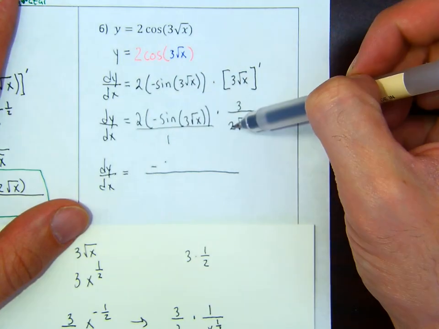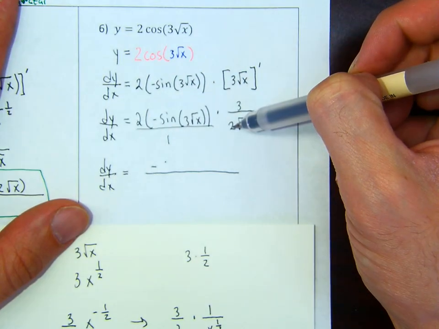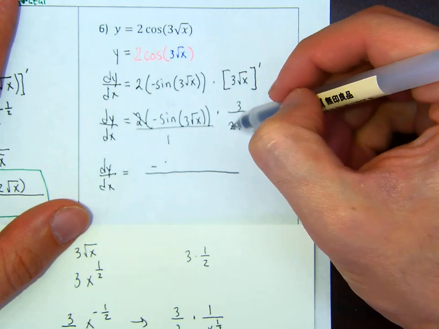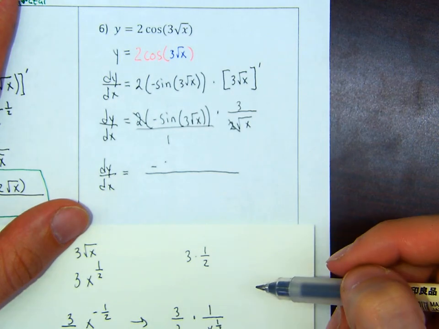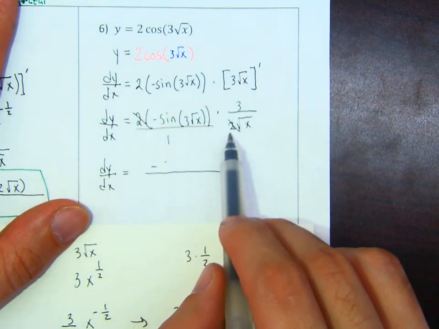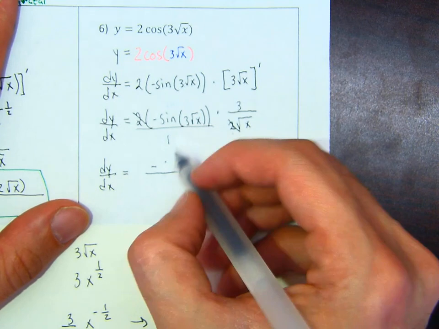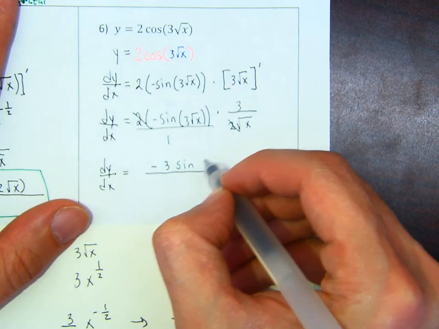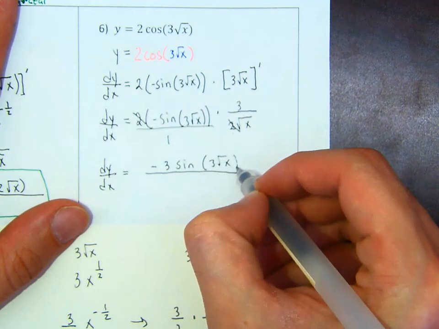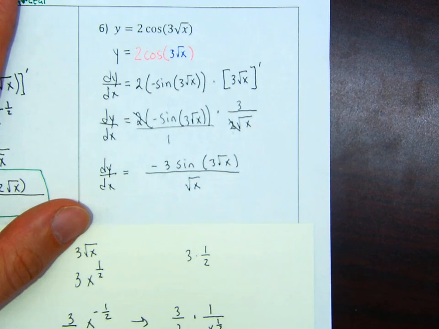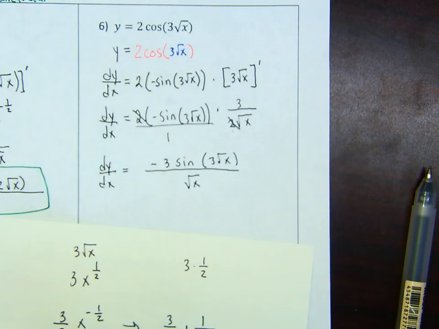because we have this 2 and this 2 here, this cancels out and this cancels out. Okay, because if I have a 2 on the top and 2 on the bottom, they cancel out. So I'm just left with negative 3 sine 3 square root x over square root x. And then this is it.